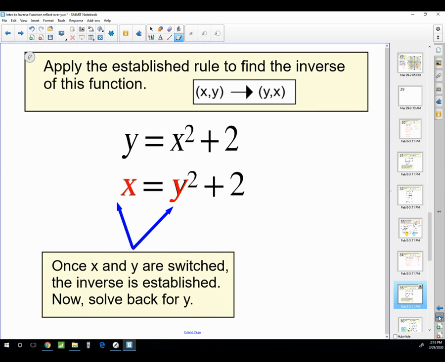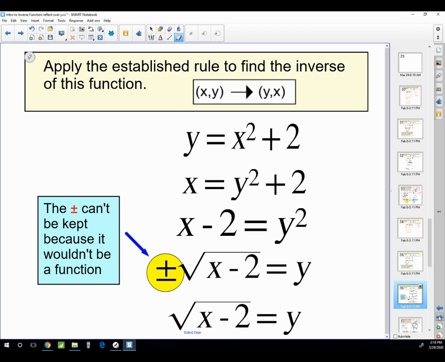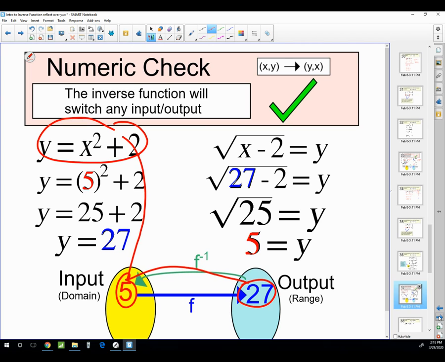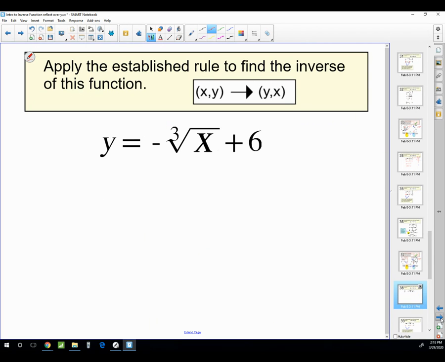Switch X and Y, solve back for Y. We don't really need the plus or minus because that would make it not a function. And then if you wanted to do an input-output, in the original problem, we would input 5 and output 27. Over here in the answer, when we would switch the input-output, the input would be 27 and the output would be 5. That's just kind of a clue that you have indeed the right answer. All right, pause the video and see if you can do that one.